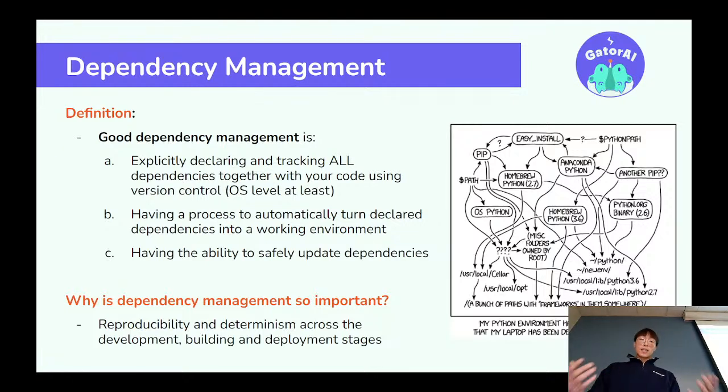So why is dependency management so important? Why is it important to have good dependency management? It's important because reproducibility and determinism across the three stages of software engineering is essential, right? Let's paint a picture. Let's say you're building a Python project. You've built it out, it works well, it does its job well, and you think you want to share this with other users, right?